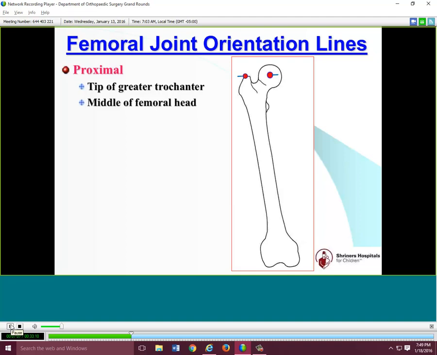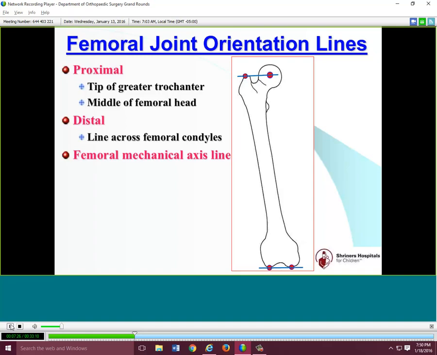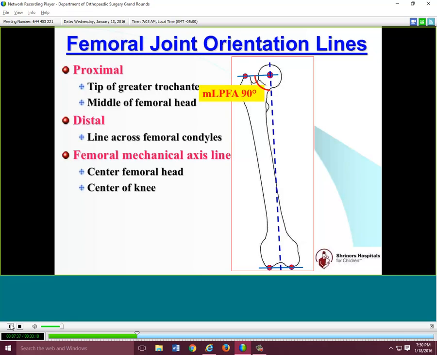So let's talk a little bit more about now how to understand what a normal joint looks like. So if we take the femur, the proximal joint orientation line is done by taking the tip of the greater trochanter and the middle of the femoral head and putting a line through those. Distally, we just take the two femoral condyles and draw a line through those. And then we, again, for my purposes, I'll put the mechanical axis line through that. And that goes from the center of the femoral head to the center of the knee. It looks like that.